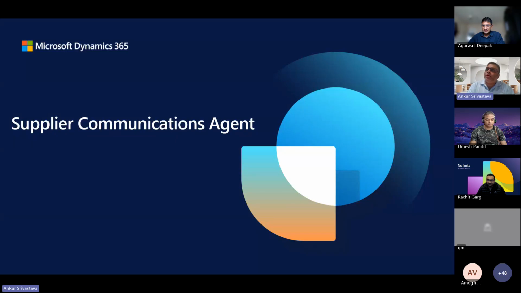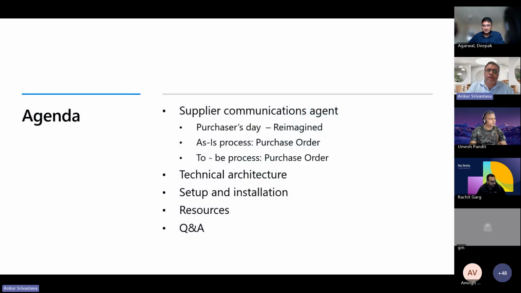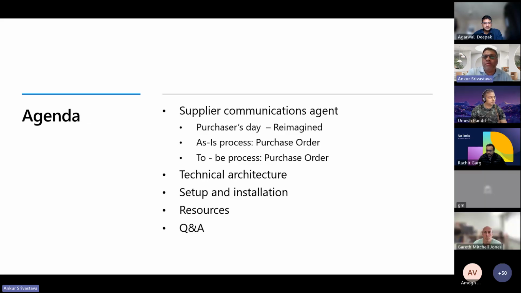Okay. So we are going to talk about the supplier communication agent. Let me walk through the agenda. This is the agenda for our session today. We will try to understand what this agent is, and exactly what problems we are focusing on solving with this agent. Then we will talk about what the structure is as of today with respect to F&O, and what structure we are anticipating when somebody is onboarded on the supplier communication agent.